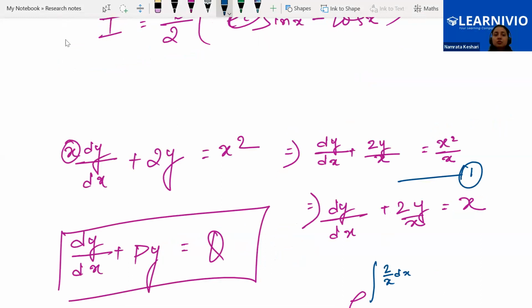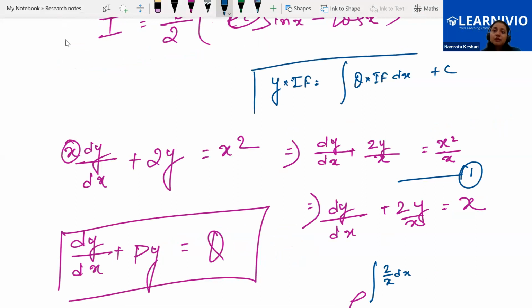Now, this is our original differential equation. Don't see the first one. First one was the question. We did the customization. This is the linear differential equation we are having. So now the solution, when we will write y into integrating factor is equals to integration of q into integrating factor dx plus c. This is how we will write the solution directly. Right, Murtaza? Yes, ma'am.